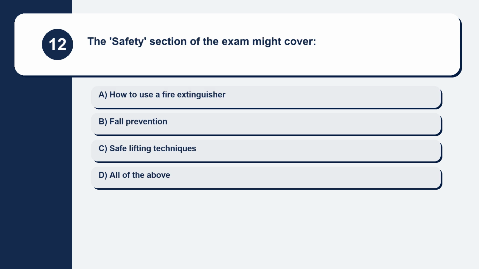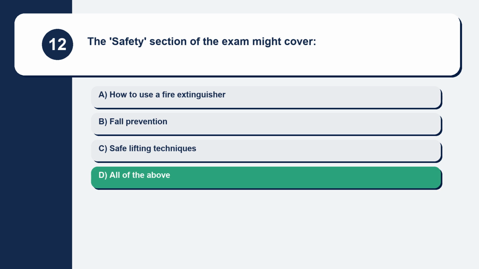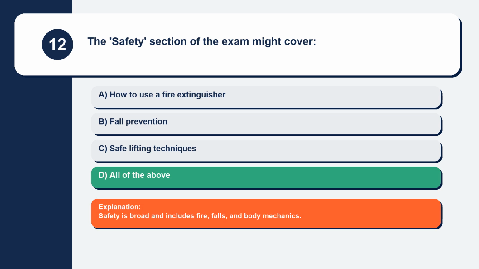Question 12. The safety section of the exam might cover how to use a fire extinguisher, fall prevention, safe lifting techniques, all of the above. Safety is broad and includes fire, falls, and body mechanics.